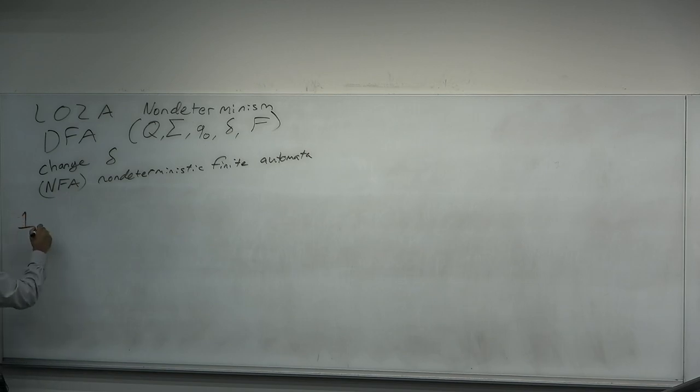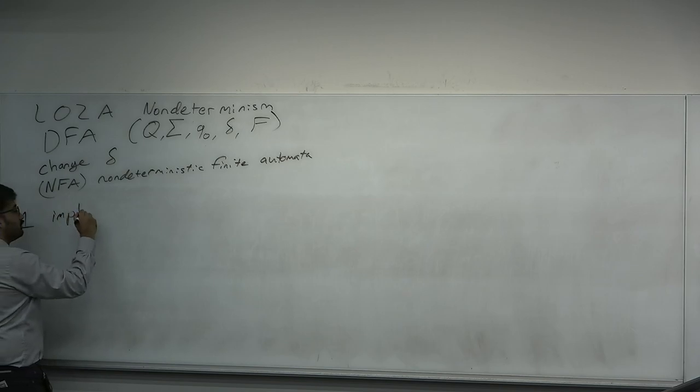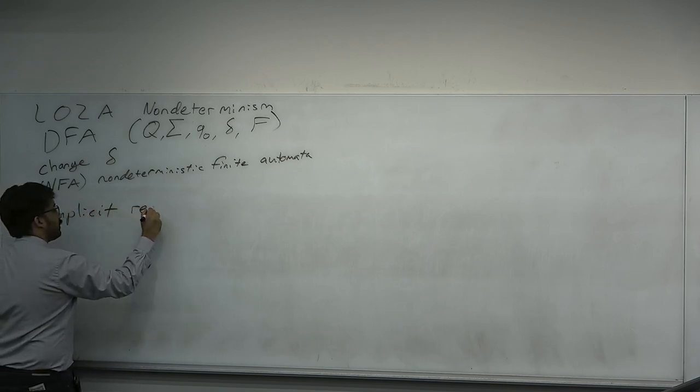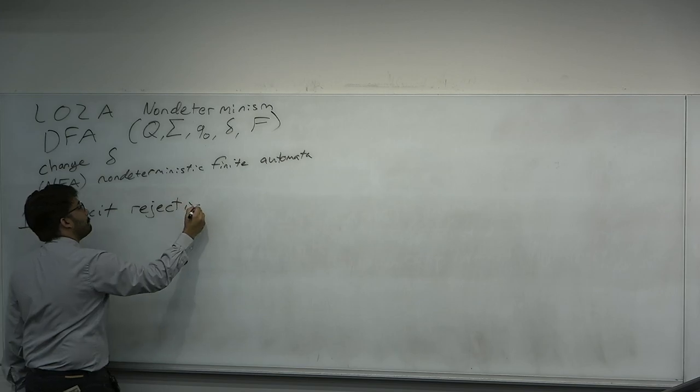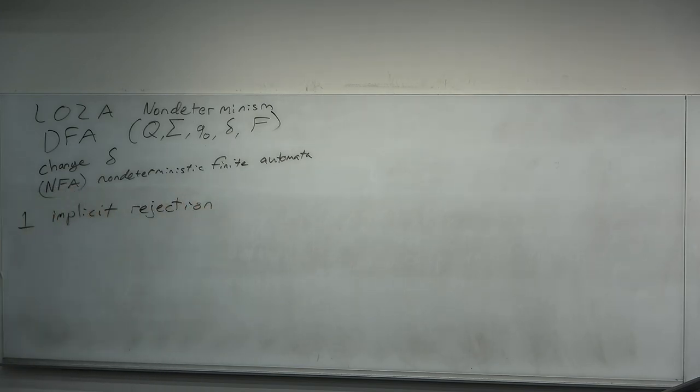First is this notion of implicit rejection. Recall that the transition function had to be well-defined. If the transition function was not well-defined, the DFA was not correctly defined. So what we may allow is for you to not define a specific transition and just understand that as an immediate return false, just a reject. If undefined transitions, reject.